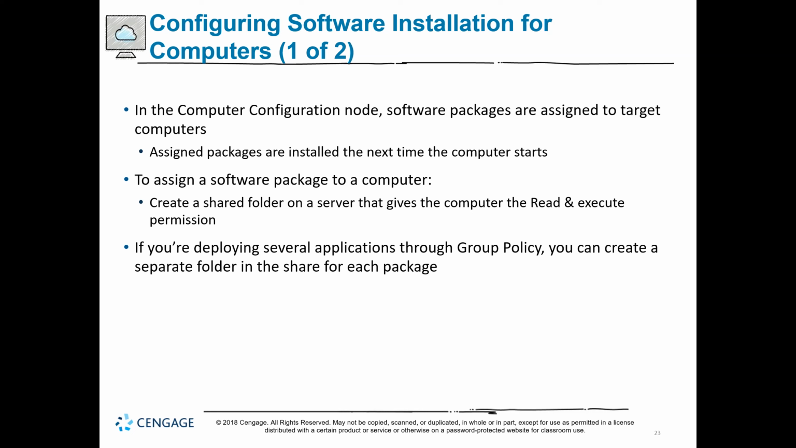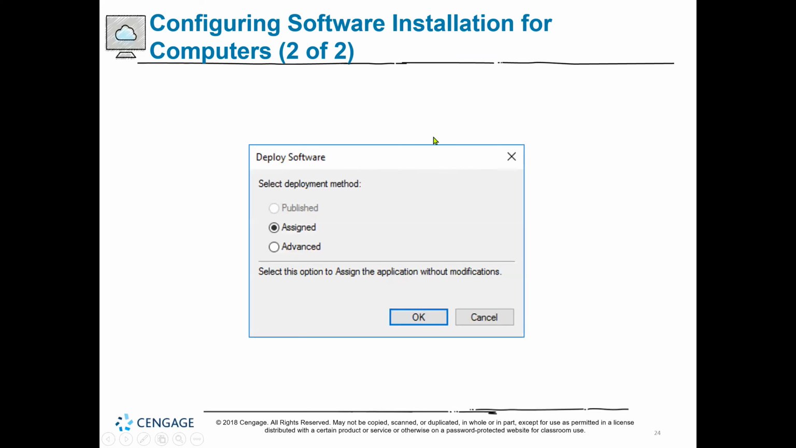To assign a software package to a computer, create a shared folder on a server that gives the computer read and execute permission. If you're deploying several applications through group policy, you can create a separate folder in the share for each package. When I go into the next one, I'll tell you that. Here's your deploy software. Select deployment method, assigned, advanced, and then you can fix it there.